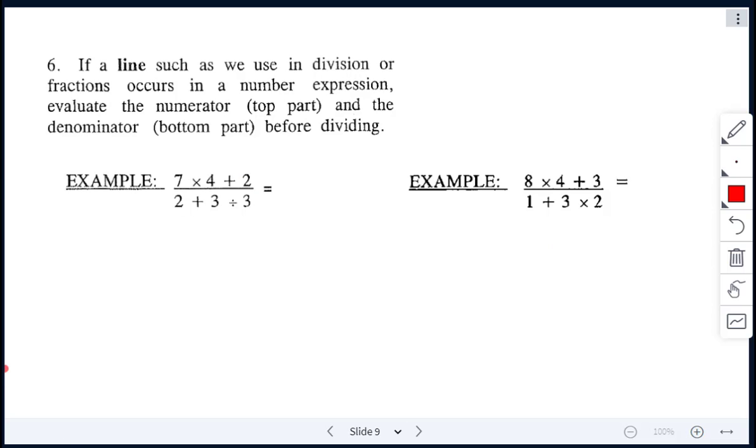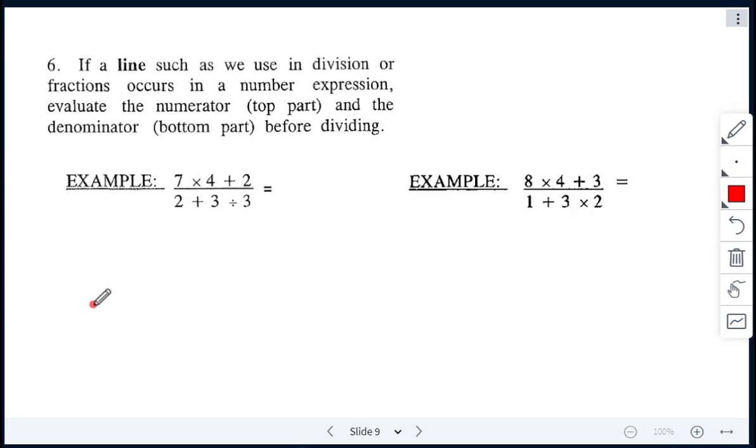All right, our next example here is showing a line, kind of like what we see with fractions. So if you see something like this, in this kind of number expression, you're going to evaluate the numerator first and your denominator, and then do any division or any reducing of fractions.